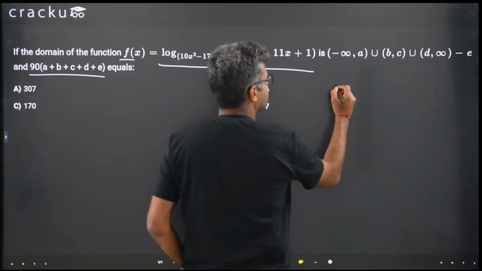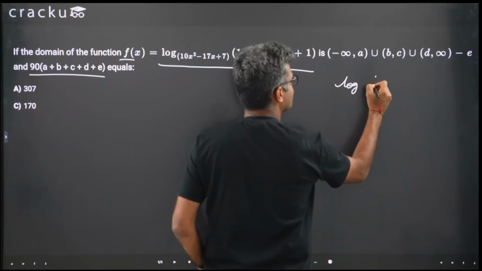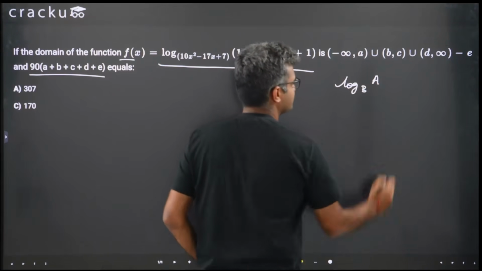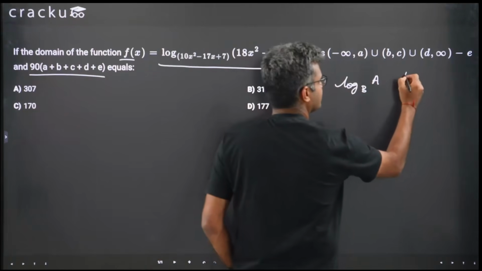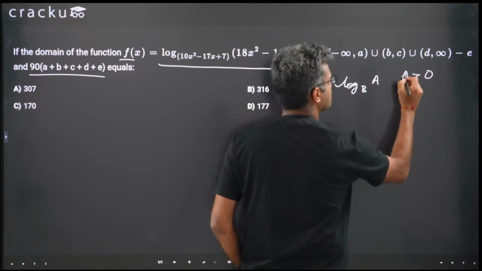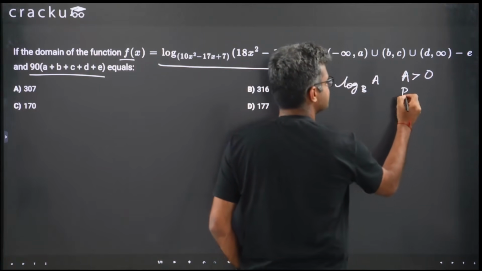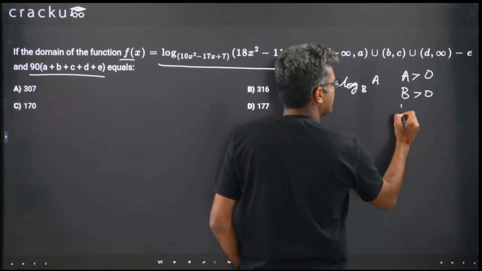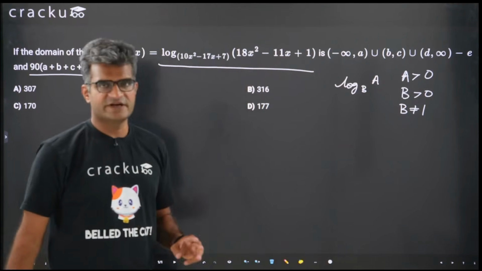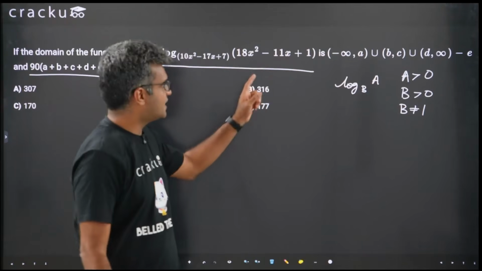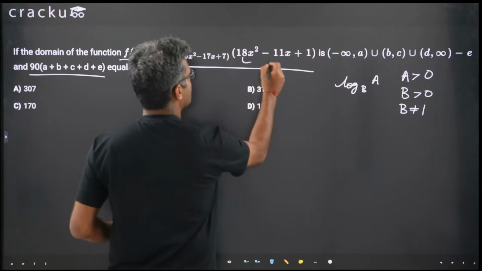Now, if you are given a logarithm, something like log of a to the base b, when is this defined? The logarithm is defined when a, the argument, is greater than 0 and the base b has to be greater than 0 and the base b should not be equal to 1. These are the 3 conditions that are needed for a logarithm to be defined. If the argument is greater than 0, we want this part to be greater than 0.